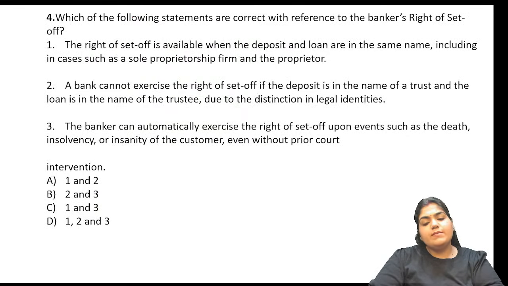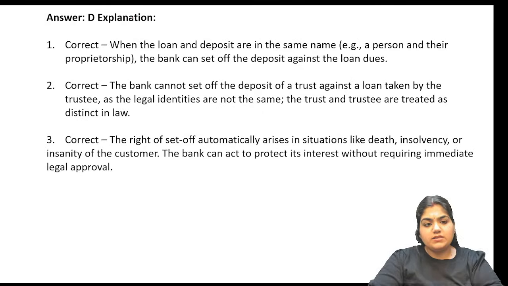Next, which of the following statements are correct in reference to the banker's right to set off? Set off means what happens? That we are cancelling the debts. All the rights that are given on the screen are correct. D is the correct answer.